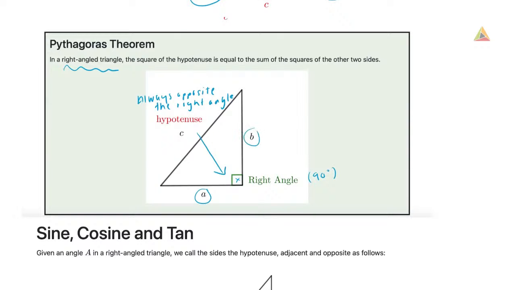So Pythagoras' theorem states that the square of the hypotenuse, so in this case the hypotenuse is c, so c squared is equal to the sum, so sum means added together, so when you add the other two together and square them, so it's going to be a squared plus b squared, and that's what Pythagoras' theorem is all about. We'll be doing some examples of that when we get to the exam questions.